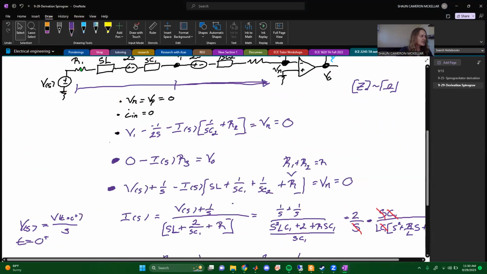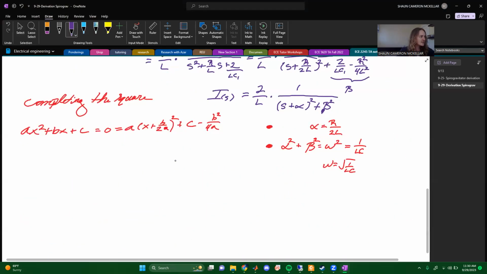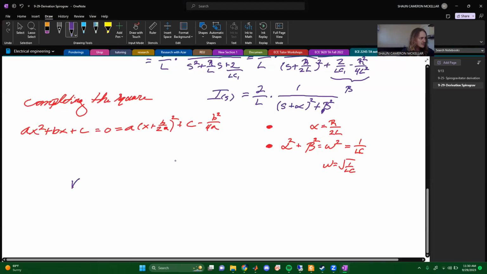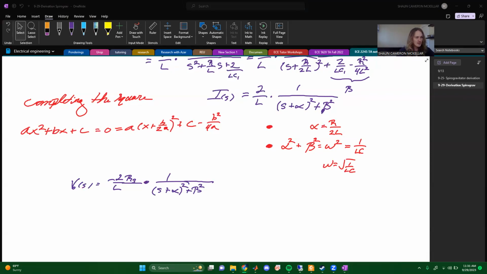Okay. So going back to our equation for V out, or V naught, it's negative I of S times R3. So we can write this out. V naught of S equals negative 2 over L times R3 times 1 over S plus alpha all squared plus beta squared. And so V naught of S is nearly finished because I can see, let me do this quick screenshot.